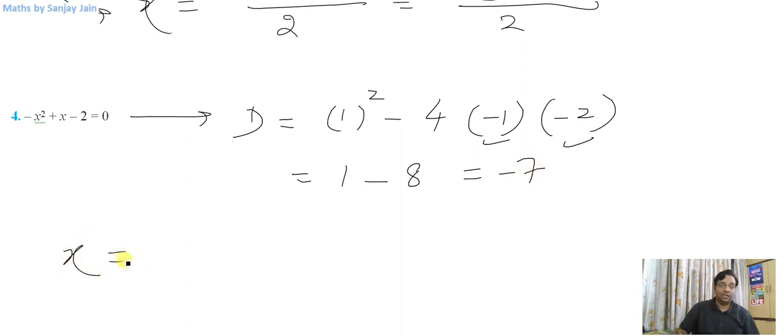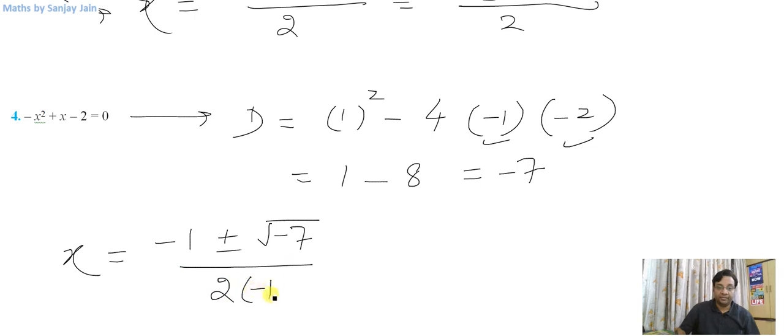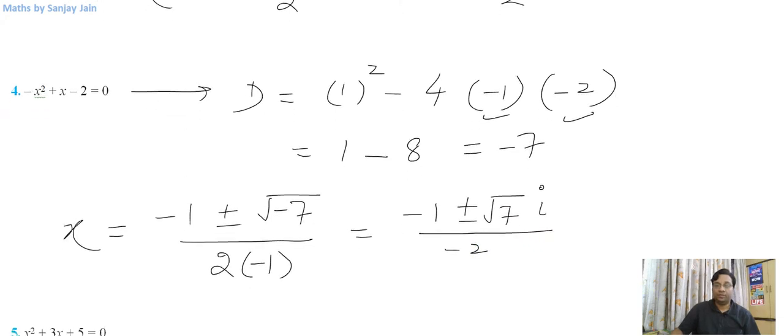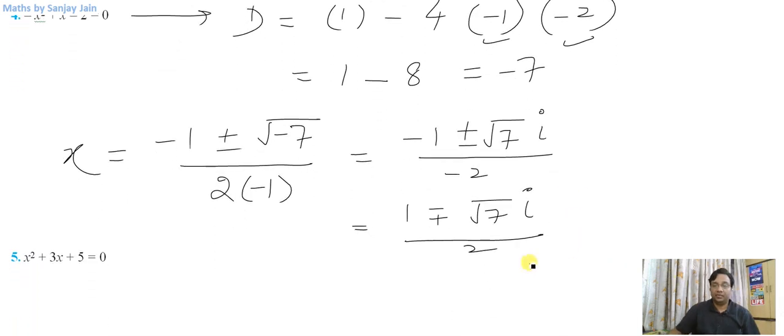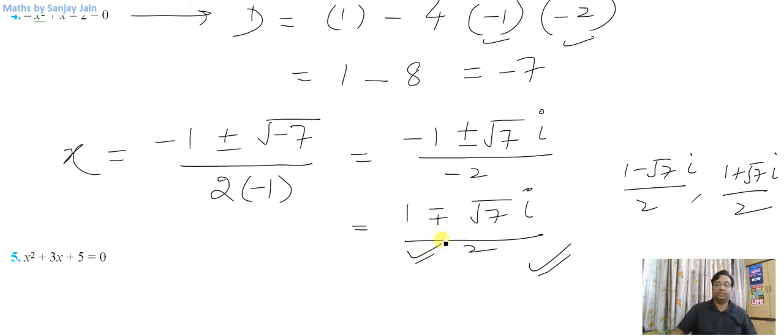Hence the solutions are minus b, that is minus 1, plus minus square root of the discriminant, divided by 2a, which is minus 2 in this case. So it is minus 1 plus minus square root of 7 iota by minus 2. You can also write it as 1 minus plus root 7 iota by 2. Anyways, one of the roots is 1 minus root 7 iota by 2, another root is 1 plus root 7 iota by 2. This is the meaning of writing this.